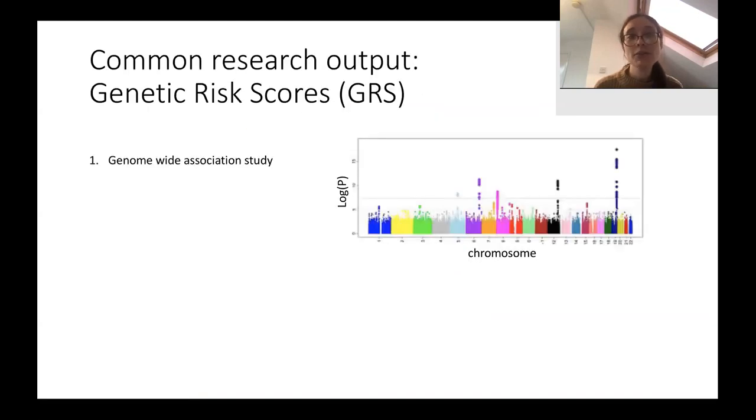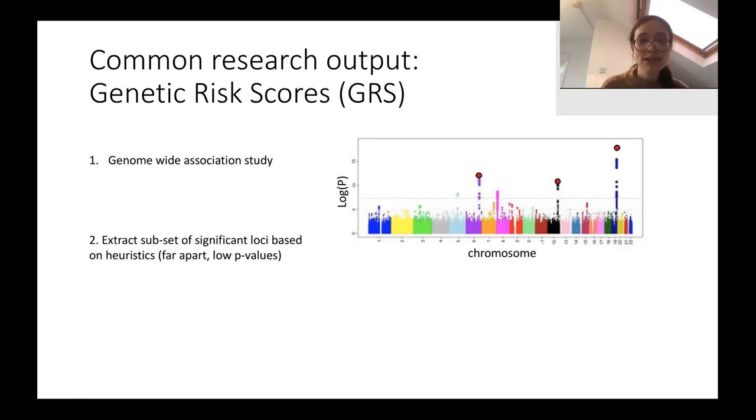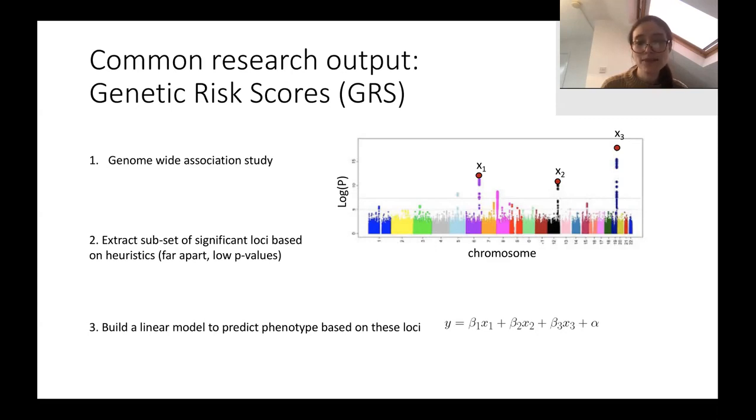We focus on a common research output called genetic risk scores. We start off by performing a genome-wide association study and finding p-values of how different genetic loci are associated with the trait of interest. Then we extract a subset of the significant loci based on a series of heuristics. For example, these SNPs might be far apart from one another, and they might have very low p-values. From this, we would build a linear model to predict phenotype based on these loci. The coefficients of these linear models are the genetic risk scores.